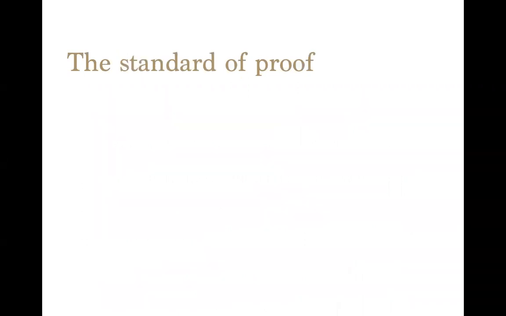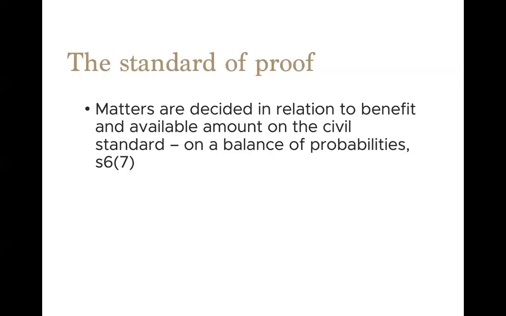Okay, done the burden of proof. What about the standard of proof? Well, matters are decided in relation to benefit and available amount on the civil standard, on a balance of probabilities. And we can find that in subsection 7 of section 6.